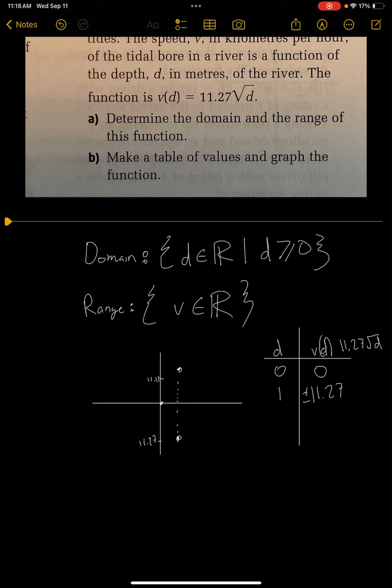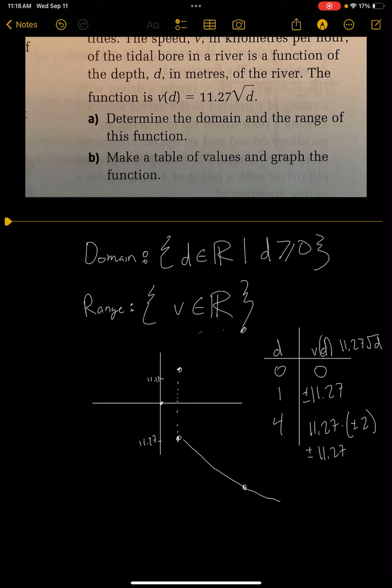And now if I have 4, by the time I get to 4, it'll be 2, right? Plus or minus. Let's do this out: 11.27 times plus or minus root of 4, which is 2. So basically, plus or minus 22.54. So essentially, by the time it doubles, it's on 4.